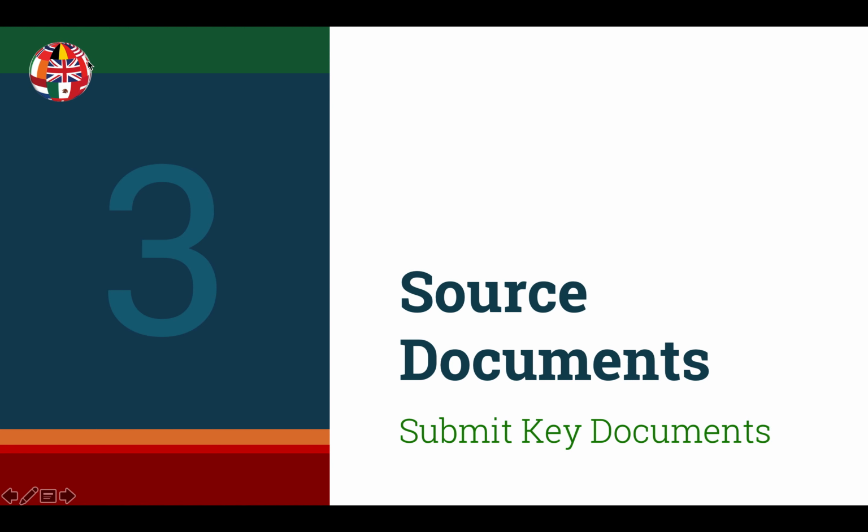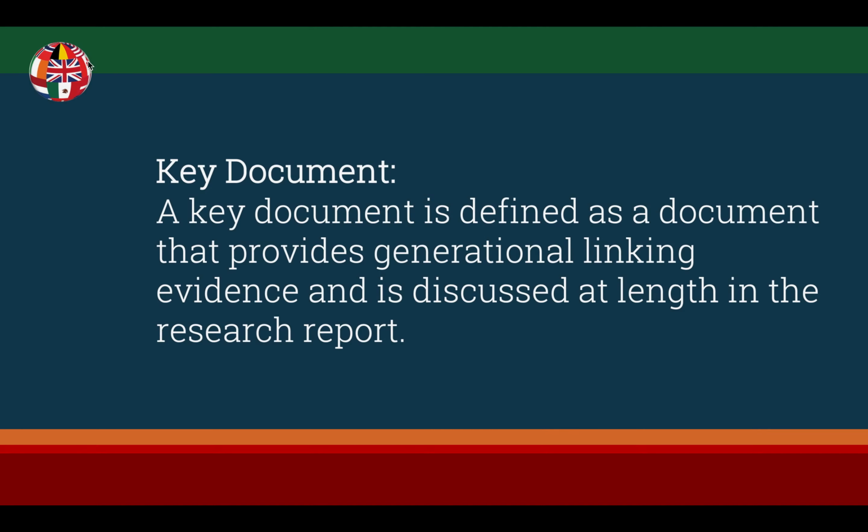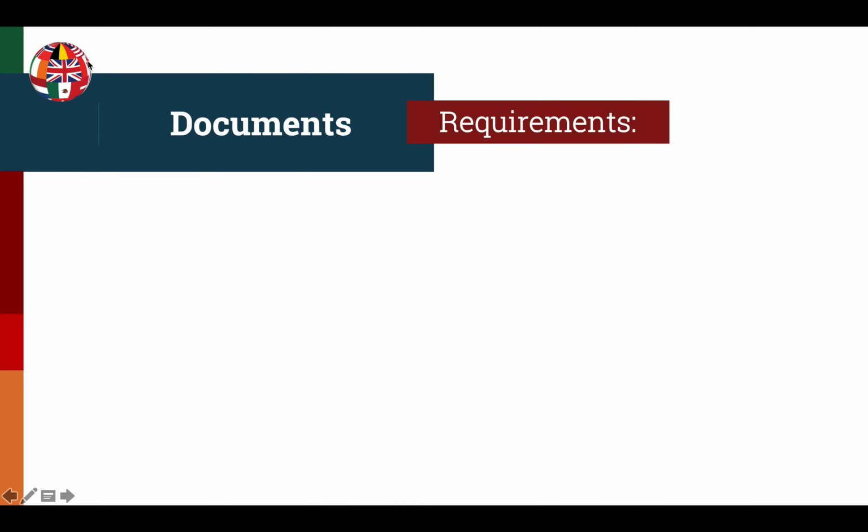The Level 1 project requires a document file that includes the important key documents for the project. A key document is defined as a document that provides generational linking evidence and is discussed at length in the research report. Be sure to include only documents that are pertinent to linking the generations.